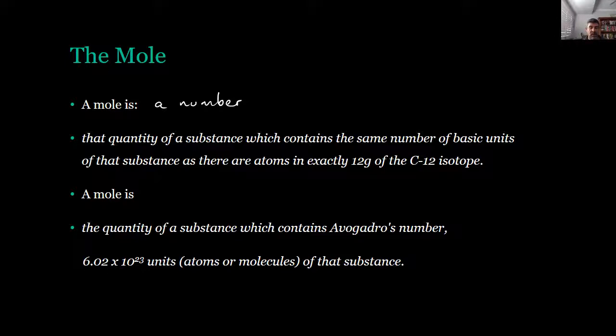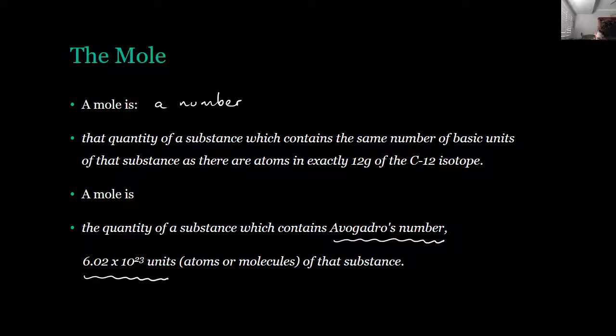Officially, the mole is a quantity of a substance which contains the same number of basic units of that substance as there are atoms in exactly 12 grams of the carbon-12 isotope. Now that sounds like a real messy way of giving you a definition, so let's change that up a little bit. Firstly, a mole is the quantity of a substance which contains what is called Avogadro's number. Now we'll come back to Avogadro's number a little bit later, but effectively, and for now, Avogadro's number is this number here.